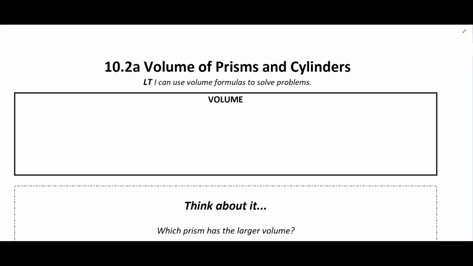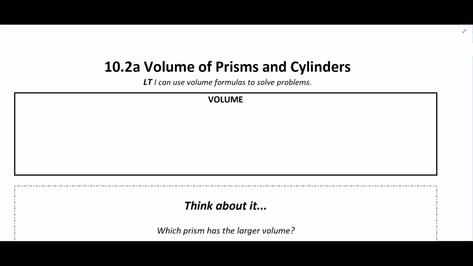In this video, we're going to start Chapter 10. We're going to be looking at volume, and we're going to be talking specifically about the volume of prisms and cylinders. So you want to make sure you can use those formulas to solve problems. Let's take a look at a definition.